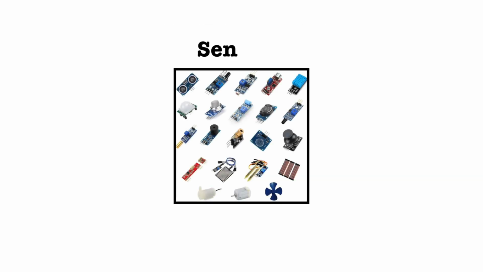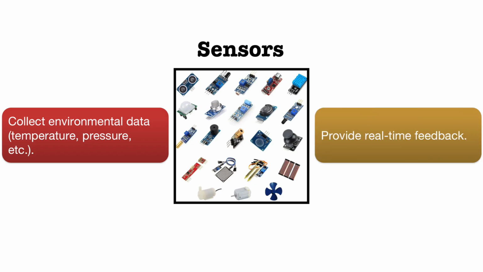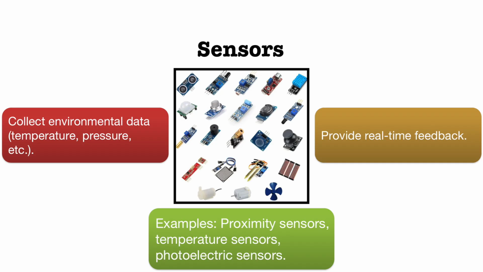And the second one is sensors. The sensors are the eyes and the ears of industrial automation. They collect data from the environment such as temperature, pressure, humidity, and positions, and provide the real-time feedback to the control systems. Examples include proximity sensors, temperature sensors, and the photovoltaic sensors.